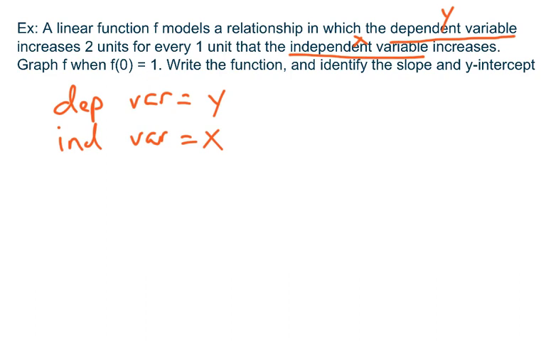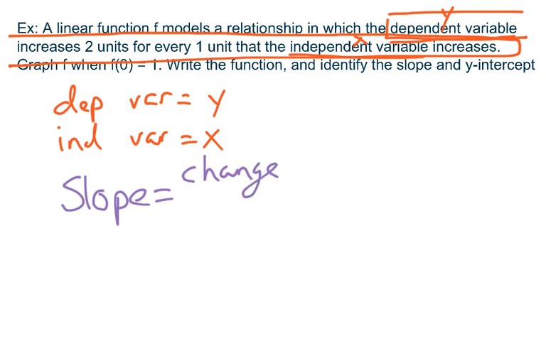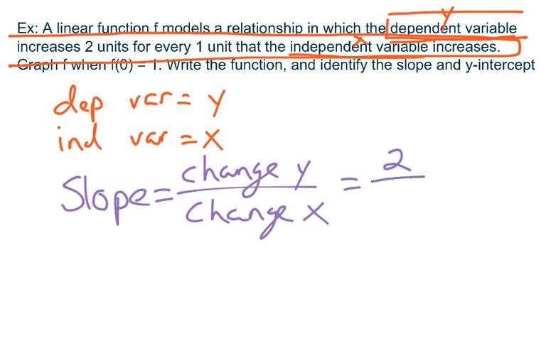Now this part where it says the dependent variable increases 2 units for every 1 that the independent variable increases, there's a lot going on there. If the dependent variable increases 2 units for every 1 that the independent variable increases, that's telling us our slope. Remember, slope is change in y over change in x. It says the dependent variable increases 2 units, so it goes up by 2 for every 1 that the independent increases, so 2 over 1, or 2. So we've identified the slope.